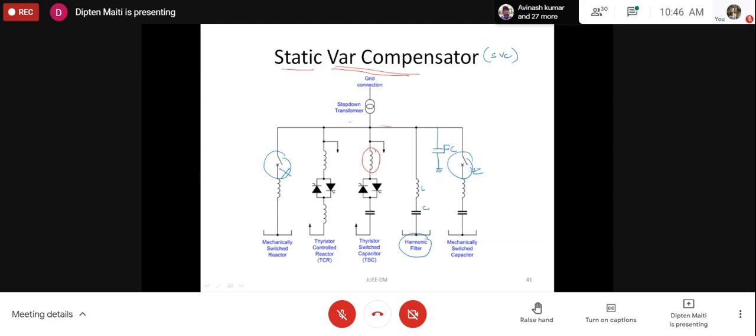Depending upon the requirement, because you cannot actually connect a capacitor of any value to the line. The problem is that as long as the voltage remains the same, the capacitor would supply constant reactive power. So what is the problem there? If you consider it from the power factor point of view, it usually does not matter whether your power factor is positive or negative.